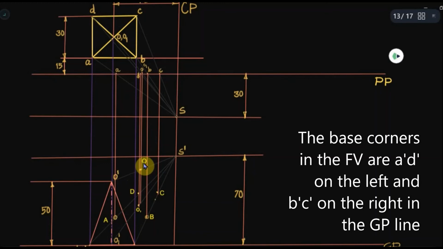Thereafter the vertical projector through B intersects with B dash S dash at the point capital letter B. See, that is representing the vertex B in the perspective view. And thereafter the vertical projector through C, see that it's intersecting with C dash S dash at the point capital letter C. That is representing the vertex C in the perspective view.